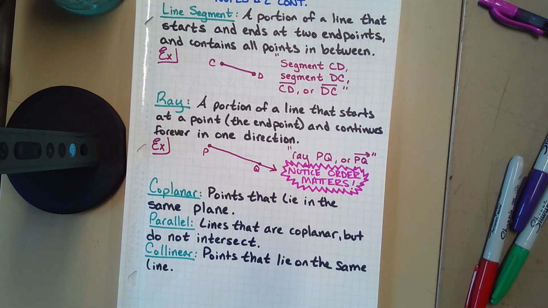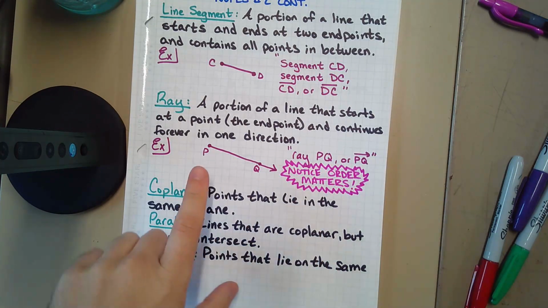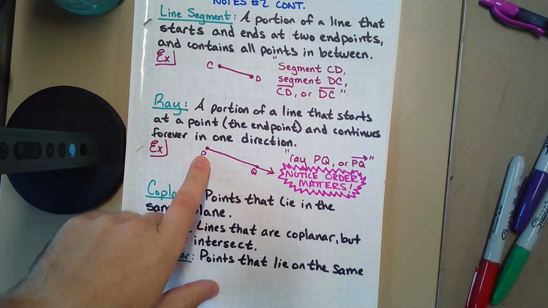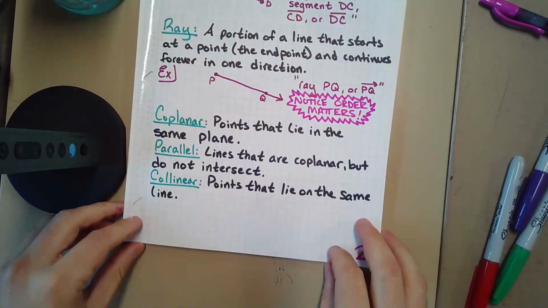A ray is a portion of a line that starts at a point, the endpoint, and continues forever in one direction. Notice direction matters. This is not ray QP, it's ray PQ. We're going from P to Q. Direction matters here.